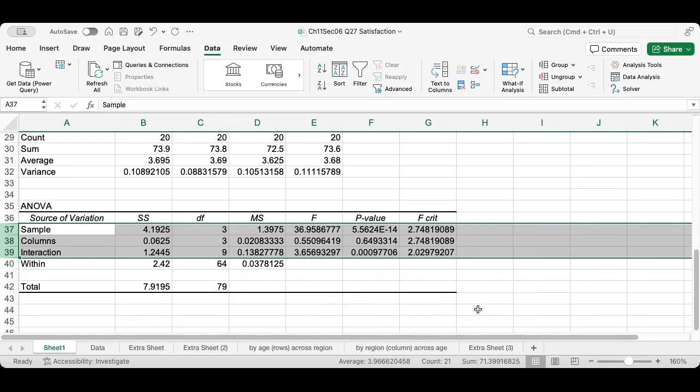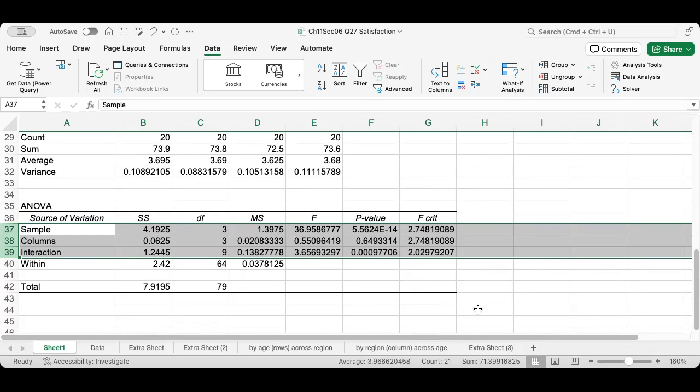Really, really, really small: 5 times 10 to the negative 14. That's 13 zeros in front of that 5. I can also look at the F value. The calculated F value is 37, and the critical one is 2.7. That's huge, we're way out in the tail. That is definitely in the reject region.